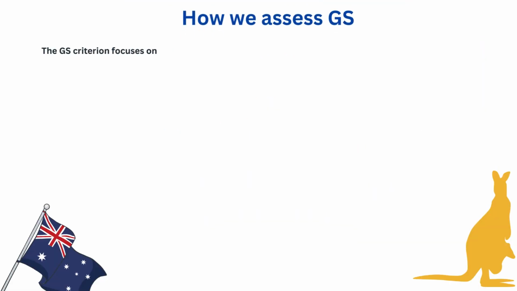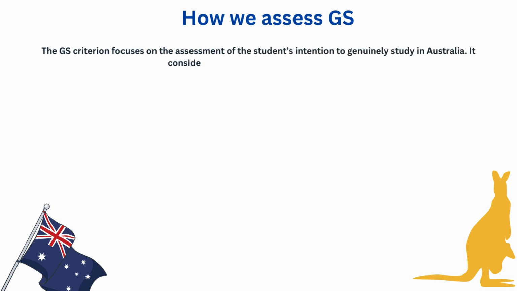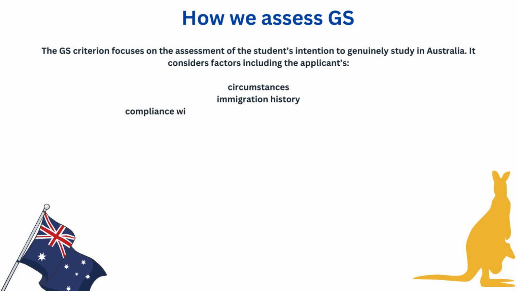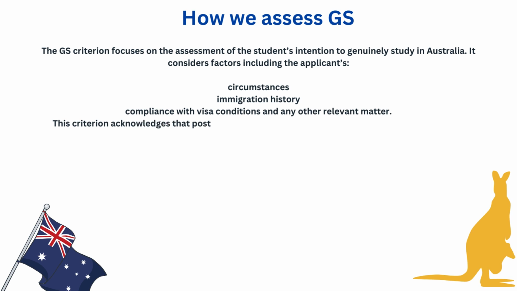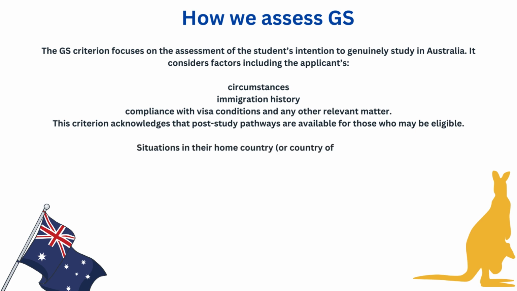How we assess GS. The GS criterion focuses on the assessment of the student's intention to genuinely study in Australia. It considers factors including the applicant's circumstances, immigration history, compliance with visa conditions, and any other relevant matter. This criterion acknowledges that post-study pathways are available for those who may be eligible. Situations in their home country or country of residence.